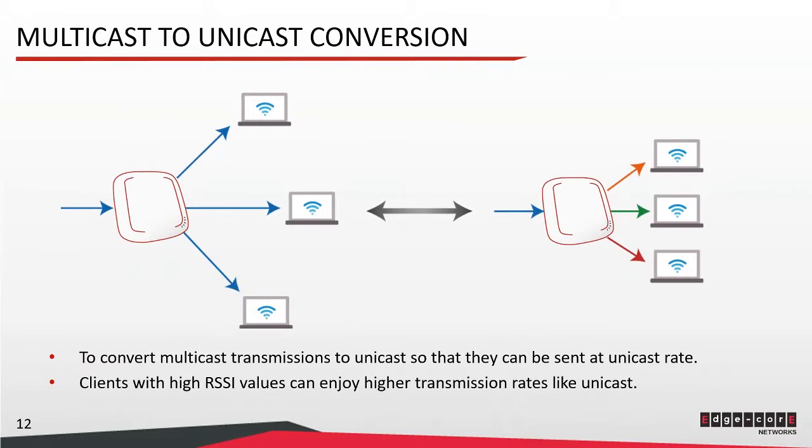Multicast to unicast conversion is another helpful feature. It can be enabled so that data can be sent at unicast rates, which are faster than multicast rates. Multicast to unicast conversion can be enabled in environments where the majority of the clients are densely packed around the AP, and if the clients are not using a lot of multicast services.